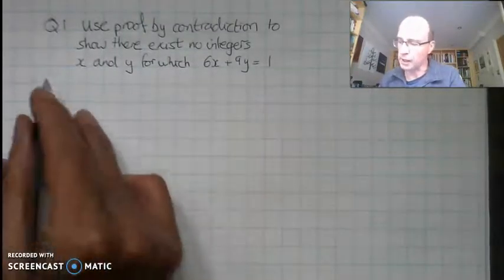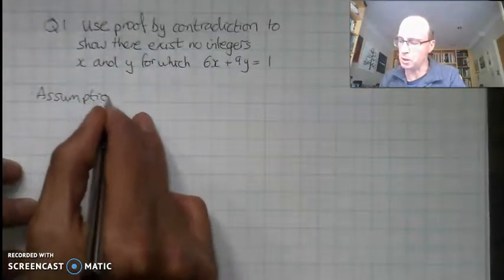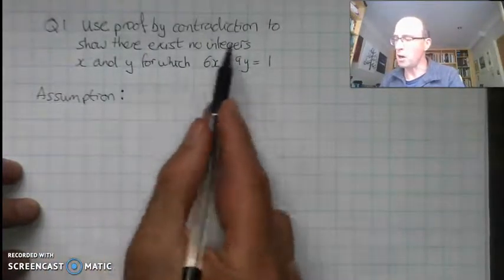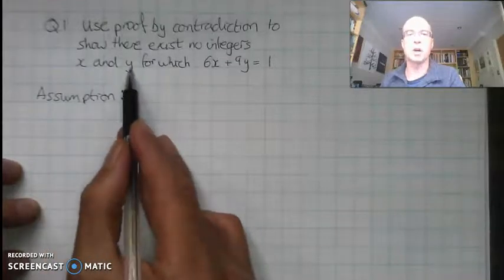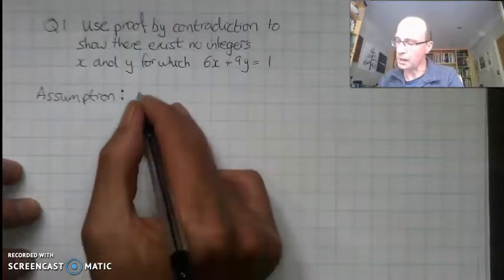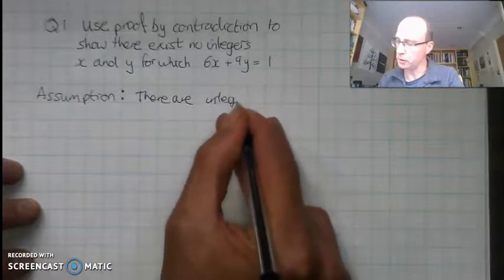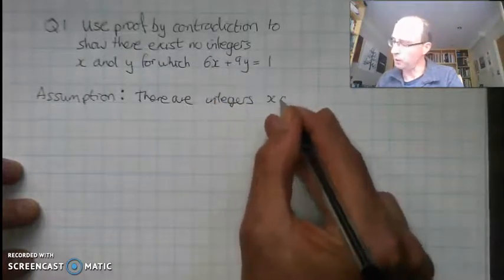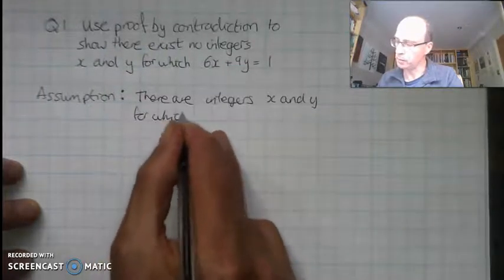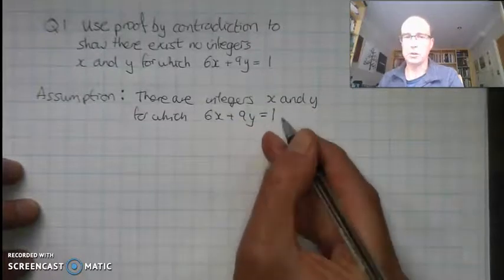So first things first, I need to write down an assumption. My assumption is going to be the opposite of what I'm trying to prove. So rather than saying there are no integer values of x and y for which 6x plus 9y is equal to 1, I'm going to say there are integers x and y for which 6x plus 9y is equal to 1.